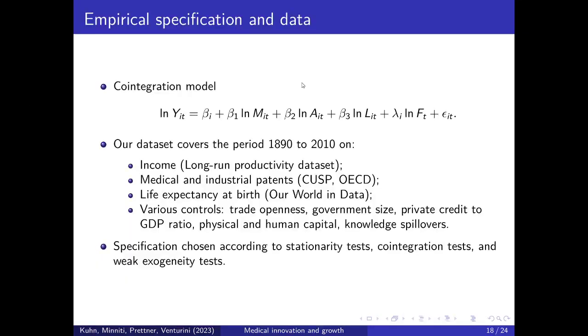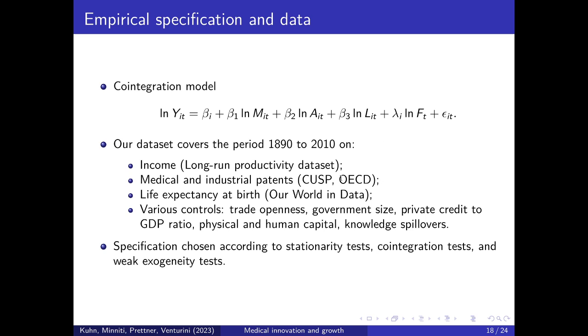And this is now what we test in the empirical part of the paper, where we set up a co-integration framework to estimate the relationship between health and economic growth, where we have the logarithm of per capita GDP on the left-hand side and regress it on the logarithm of medical progress, logarithm of general innovation or industrial innovation, logarithm of life expectancy, a number of control variables, and the error correction term.